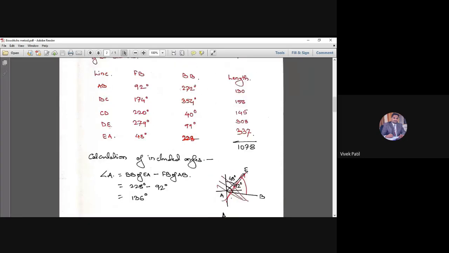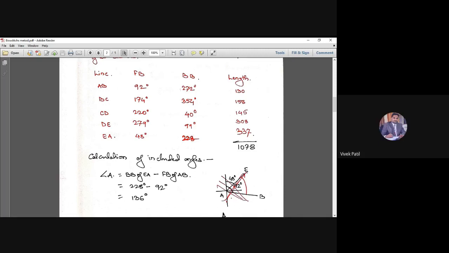So for angle C, two lines are passing. Which are the two lines which are passing from point C? BC and CD. Back bearing of BC and fore bearing of CD.